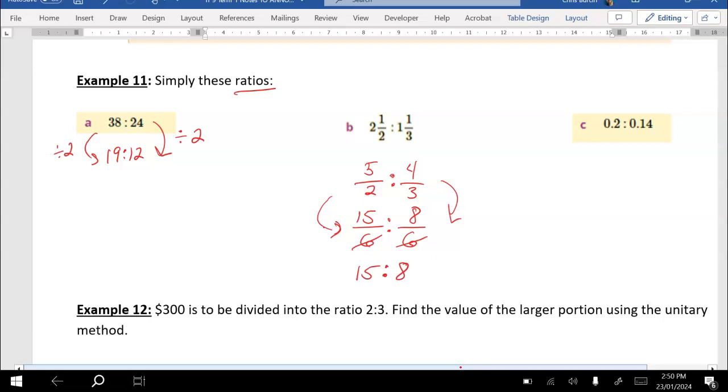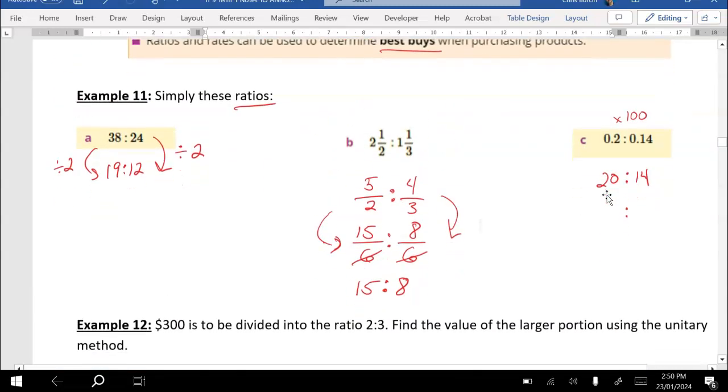Now for this last one, I just want whole numbers. So if I multiply both of them, what would it take? Two decimal places, so by 100, I've got an equivalent. I found an equivalent that is whole numbers, 20 to 14. And then they both have a common factor, not quite 7, we're so close. We divide them both by 2, and that gives us 10 to 7, and that is as simplified as we can get.